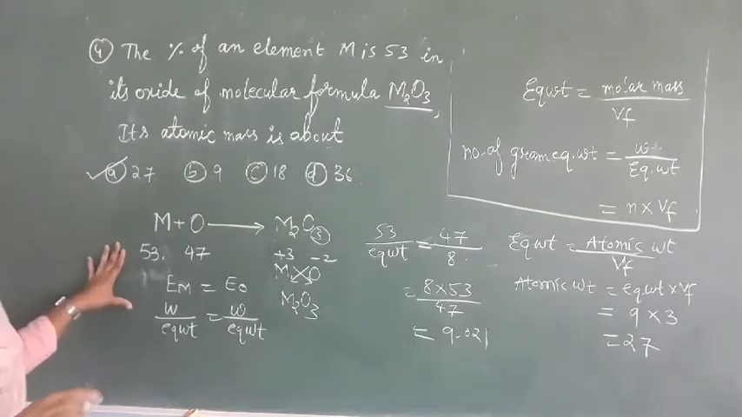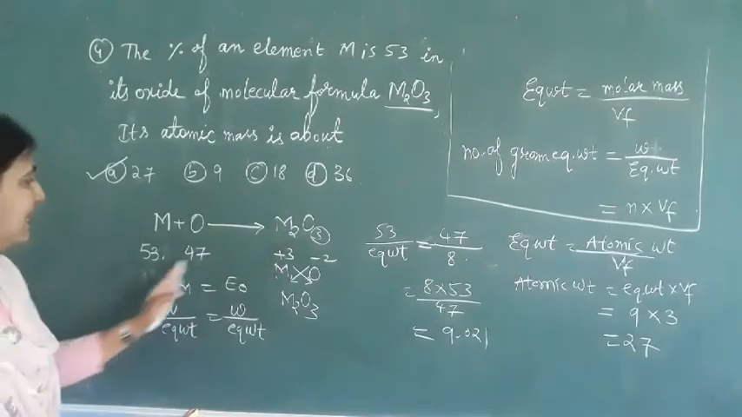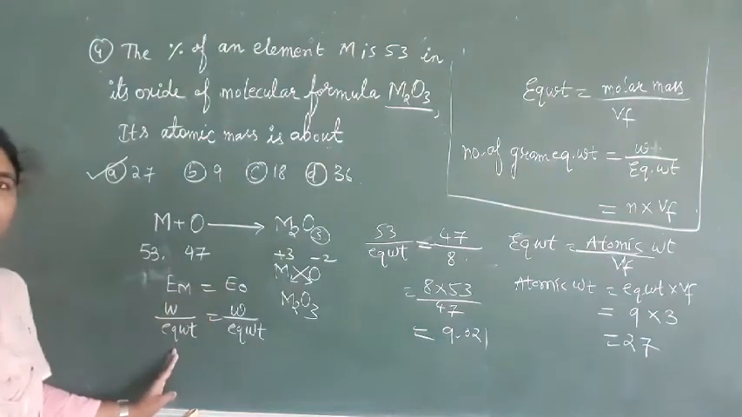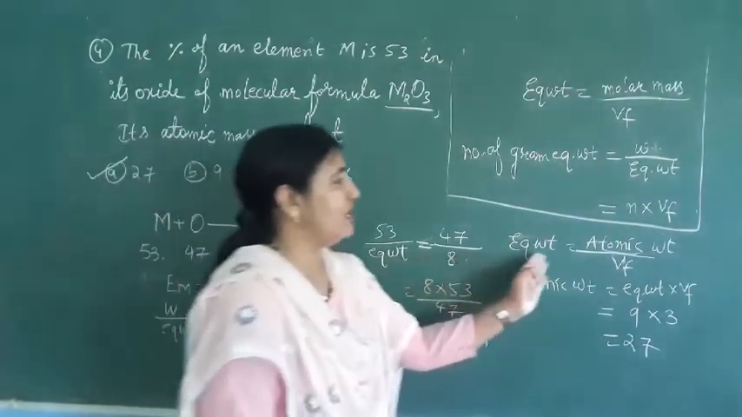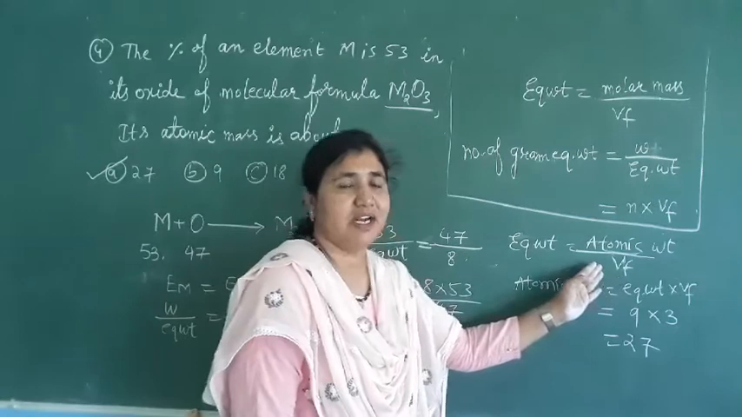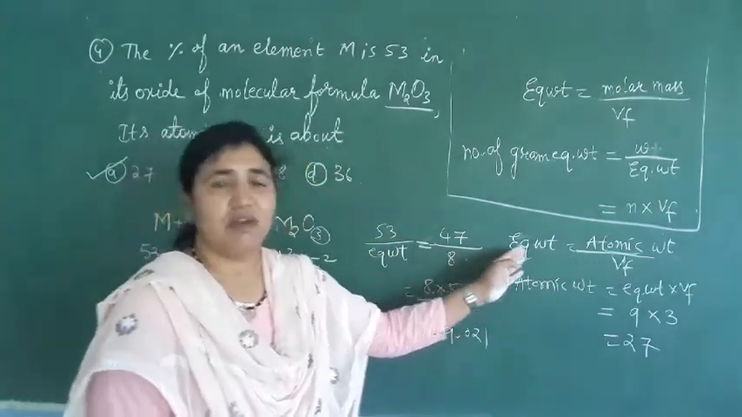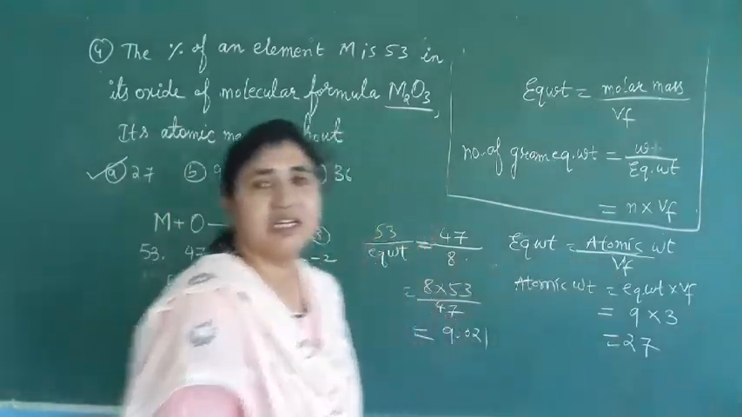Okay, so understood this one here. Metal and oxide they have given here. First we have to find out the equivalent weight, and equivalent weight formula we have here, atomic weight divided by valency factor here. So atomic weight will be equivalent weight into valency factor, and we will get the answer here.